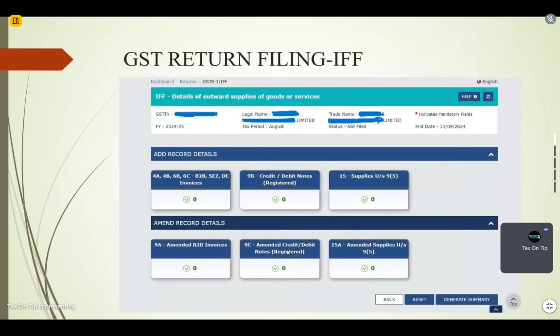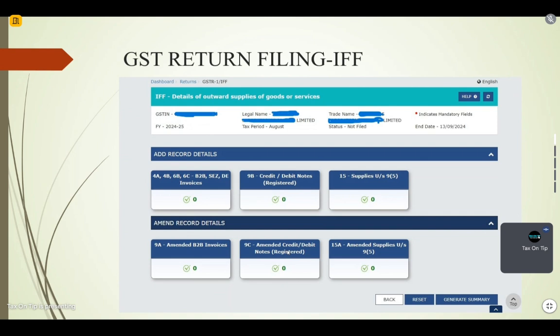Okay, so now the second thing. We have discussed GSTR-1, which is a monthly return, through the offline mode and online mode. Now we are going to see the IFF. Yesterday one person raised a query regarding the IFF, so I am going to cover that also.